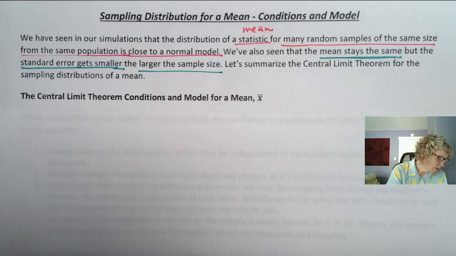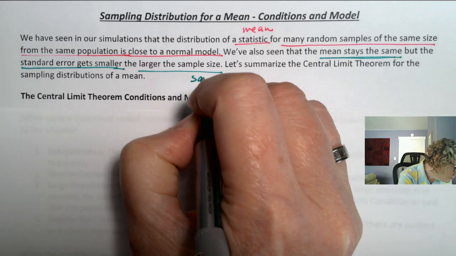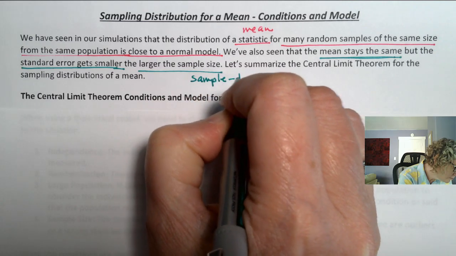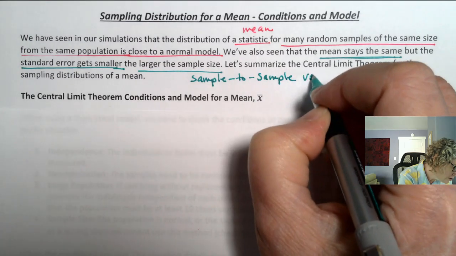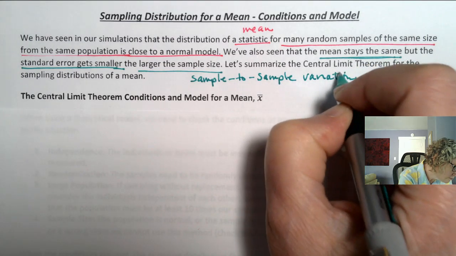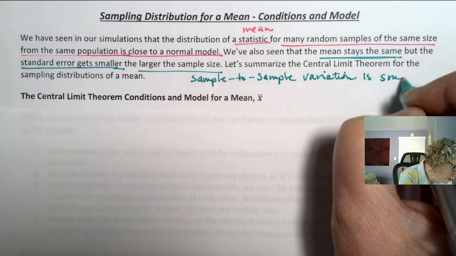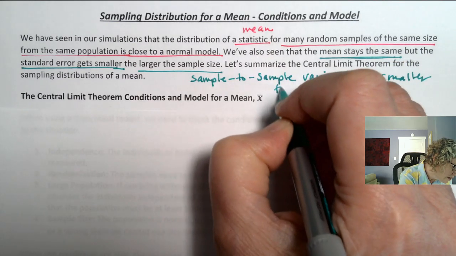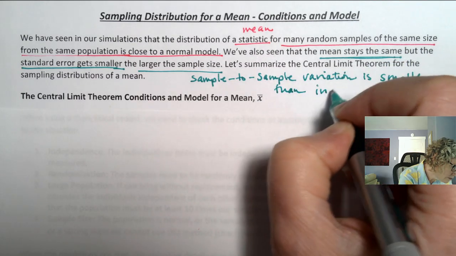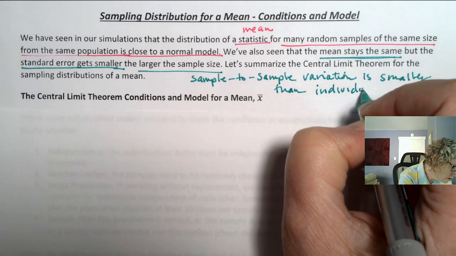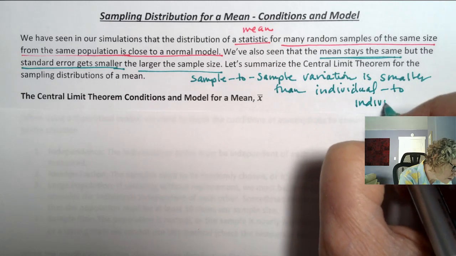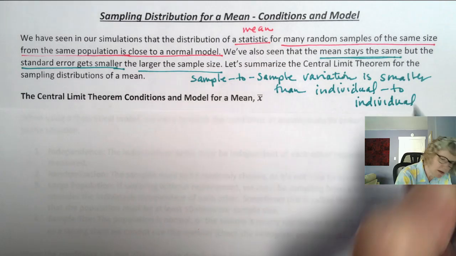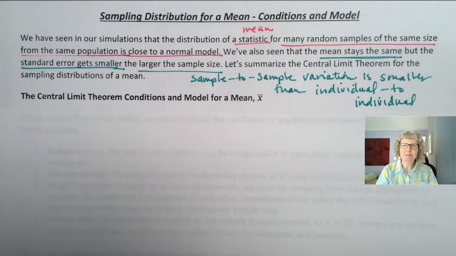Let's make a note of that. Our sample to sample variation is smaller than for individual to individual. Okay, that's a lot to write out, individual to individual.